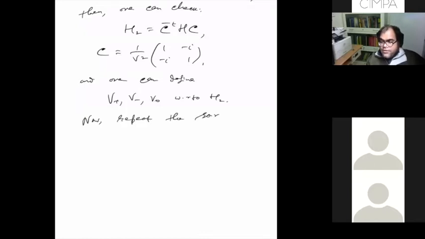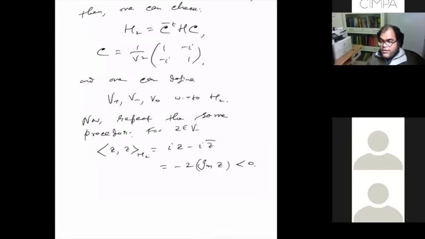So now, define it with respect to H2, and repeat the same procedure. What is mod Z, Z with respect to H2 in this case? That is simply i Z minus i Z bar. That is minus 2 imaginary Z, which is less than 0. So for Z in V minus, this holds. Okay. And for Z in V naught, the form of Z, Z with respect to H2 is minus 2 imaginary Z, equal to 0.